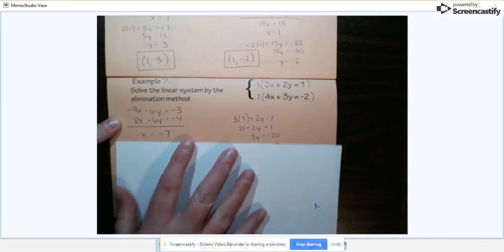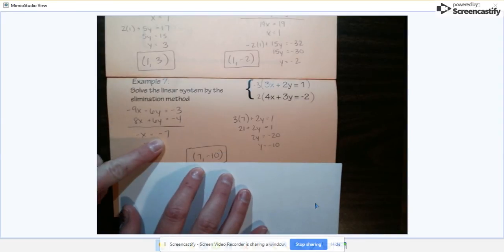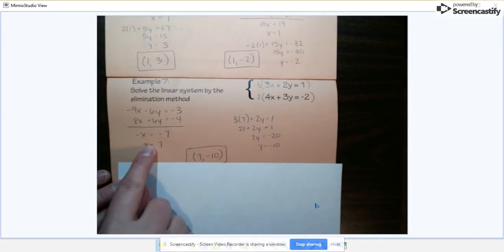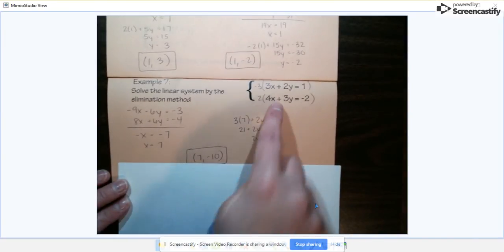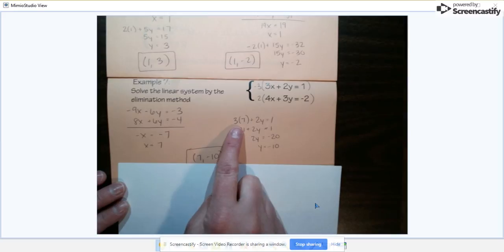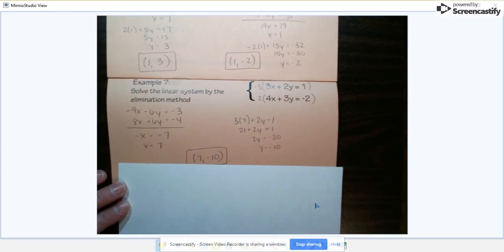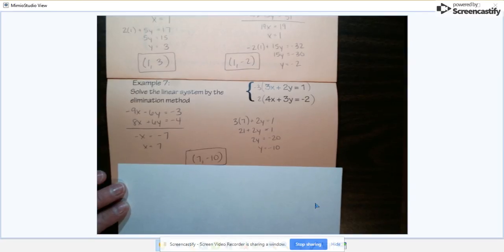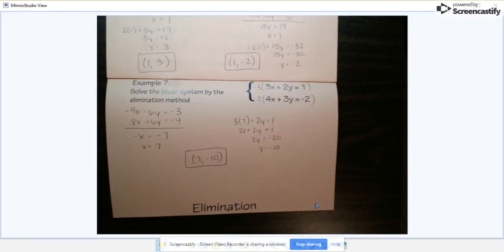If we add our two equations, we get -x equals -7. Divide by -1, you get x equals 7. Take x equals 7, plug it into either one of your two equations. Again, I chose the top. So you get 21 plus 2y equals 1. Subtract your 21, you get 2y equals -20, which means y equals -10. So your final solution for that problem would be 7, -10.